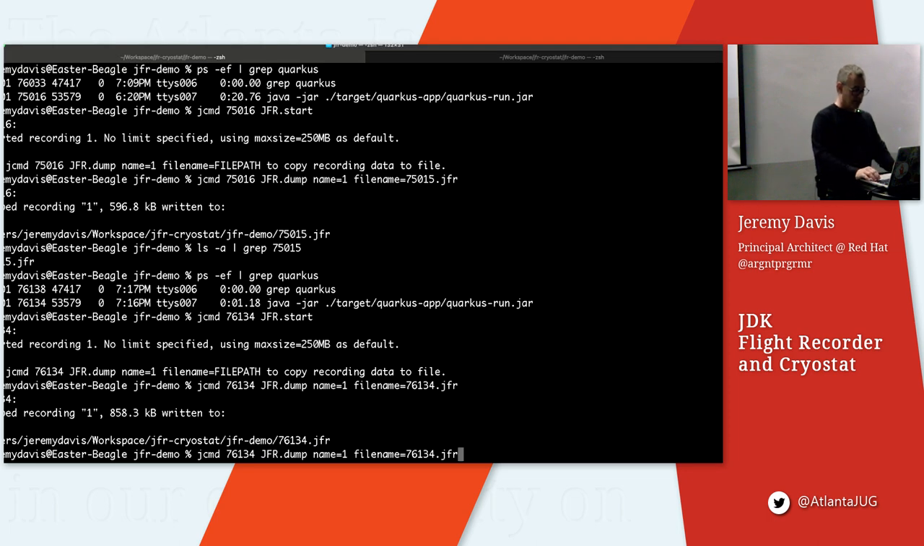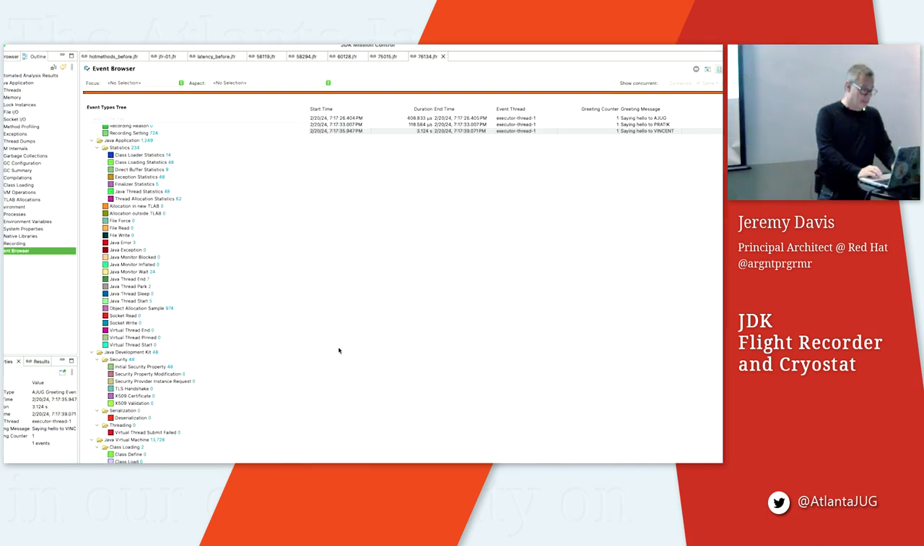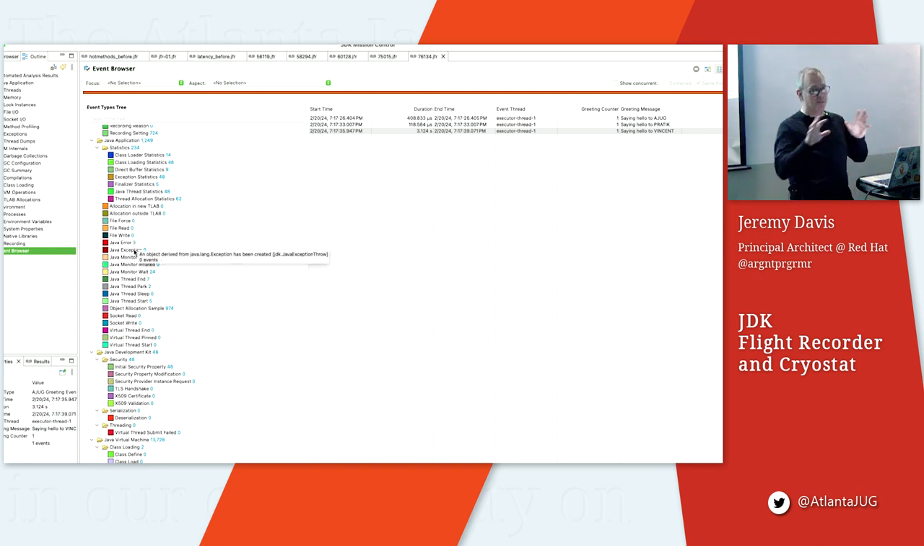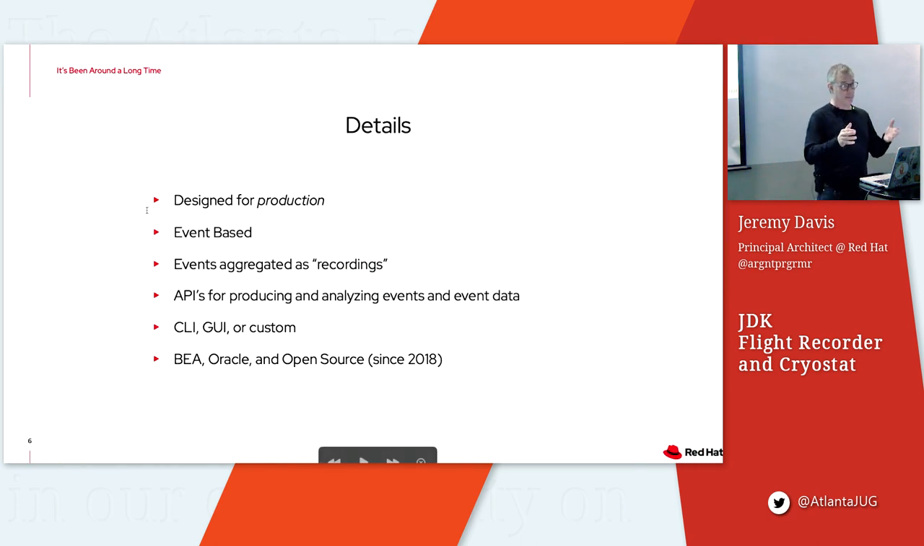So when I did the start and it said no limit specified, using max size of 250 megs, that's how much it's gonna store, right? So these events are all popping through the JVM anyway. And what it's gonna do is hang on to these in a thread local buffer. When it's done, it's gonna write those down to disk, right? And so it's super, super efficient. It's already recording all these things for you. And they said that if you turn on everything and max it out and throw in your own events, you could maybe get up to a 2% overhead. But generally speaking, it's gonna be less than 1% overhead. So it is definitely designed for you to run it in production, right?